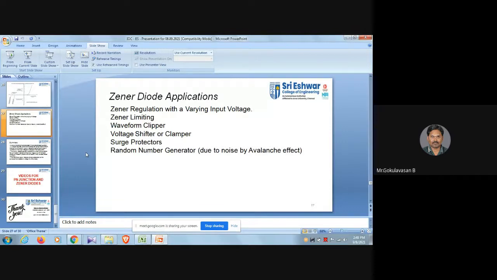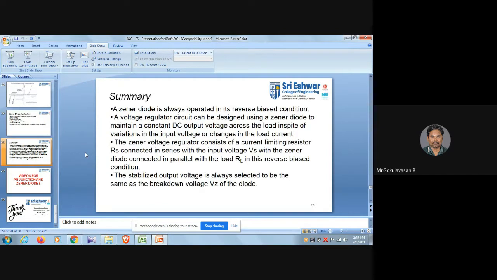Then the clamper circuit also finds application. The other name for a clamper circuit is voltage shifter. If I want to shift the DC level of the waveform to the upper portion or to the bottom portion of the cycle, that can be done very neatly with the Zener diode. Then surge protectors can also be done. And RNG means random number generator. As far as mathematics is concerned, this is a very important thing, and it can also be done by making use of Zener diodes.